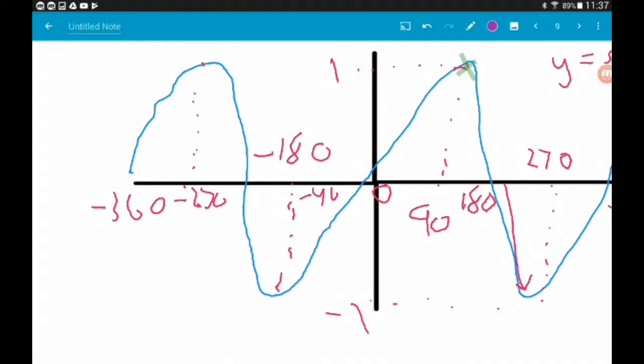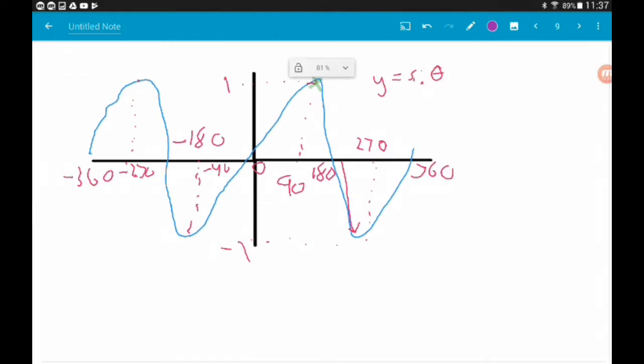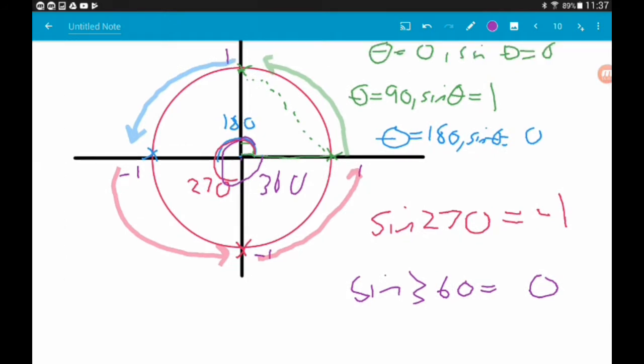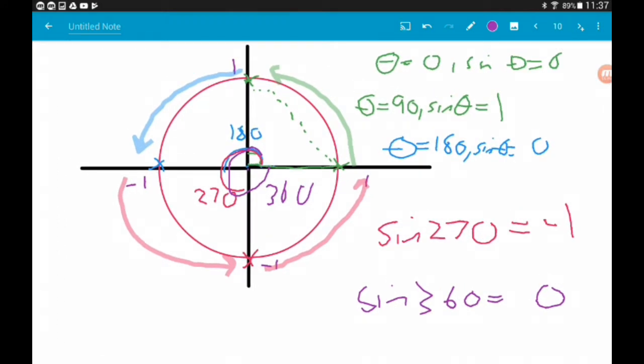Now the reason these graphs go on forever is we just keep rolling around the circle. So we don't need to stop when we got the sine of 360. We can go around again, get sine of 720. That would just be 2 trips around the whole circle. So that is how the unit circle helps us describe the sine graph.